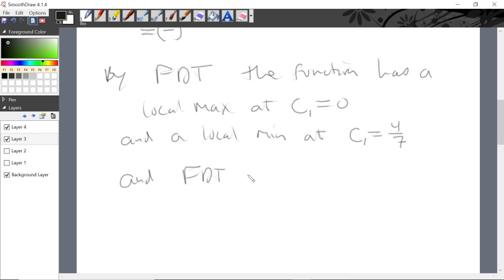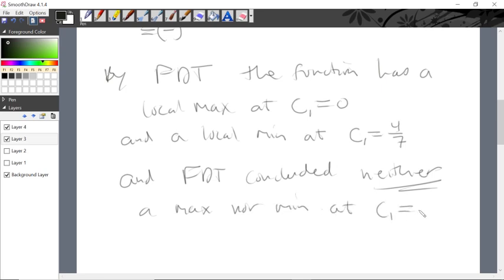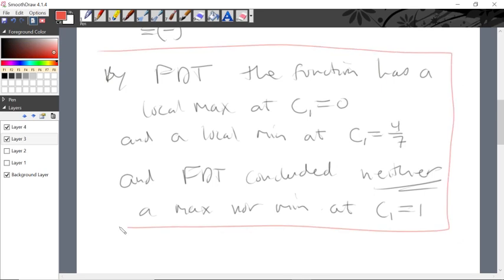And the first derivative test concludes that we have neither a max nor a min at c1 is equal to 1. So that's what the first derivative test tells us.